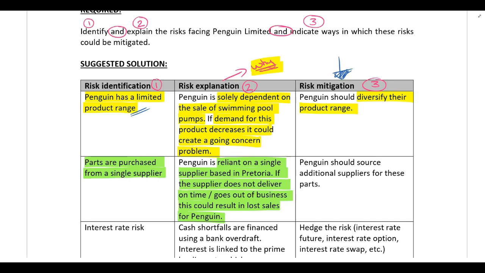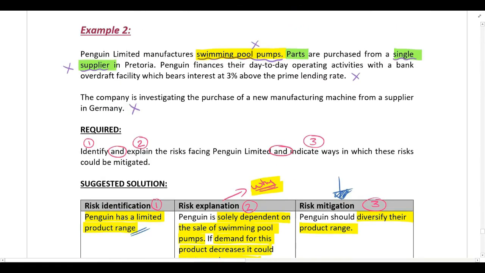And then we need to say how we are going to mitigate or respond to this risk. And this is an easy one also. They should have additional suppliers of these parts. So don't only have one supplier, find alternative suppliers. The next risk that we identified was the fact that the company uses the overdraft facility in order to finance their day-to-day operating activities. So we said this is going to expose them to interest rate risk because the interest on the overdraft is linked to the prime lending rate.